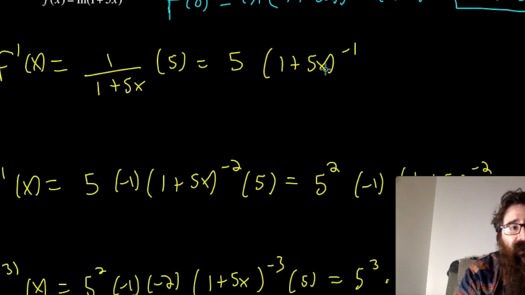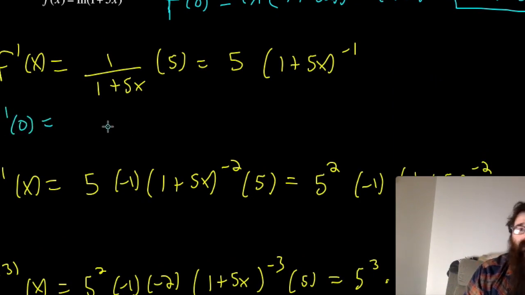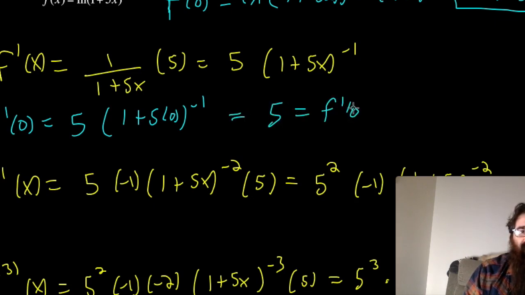And then I want to evaluate my derivatives now. So I want f prime at 0. And this example is not too dissimilar from the one we just saw, in fact. If I plug 0 in for x, so I get 5 times 1 plus 5 times 0 to the power of minus 1. This becomes 1 plus 0 to the power of minus 1, or that's 1 to the power of minus 1, which is just 1. So this gives me 5 for f prime at 0.